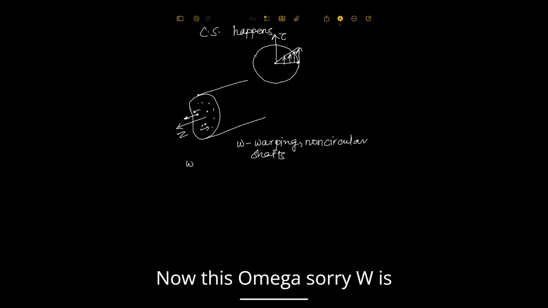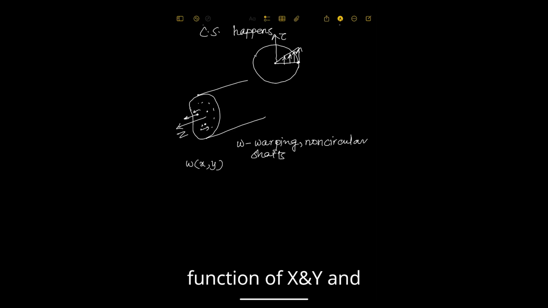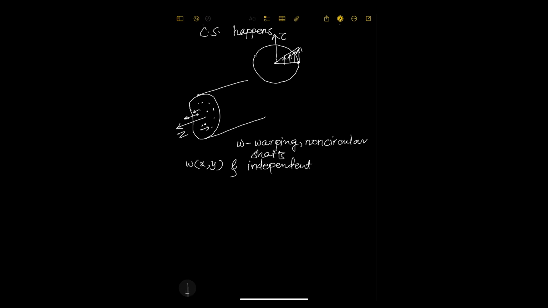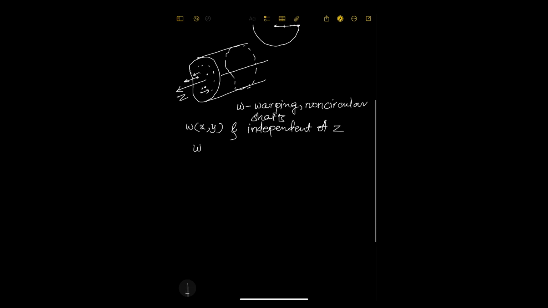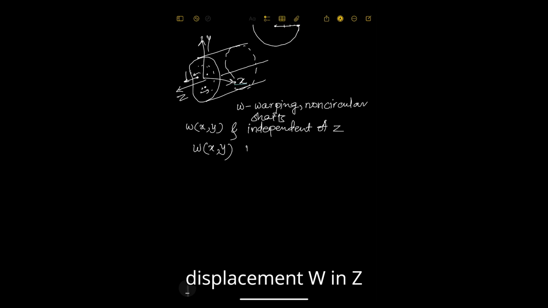Now this W is a function of x and y and independent of z. So location on z axis doesn't affect the value of W, but the position of that point in the z plane, so if it is y and if it is x, then the position of this point in this xy plane determines the displacement W in z direction.